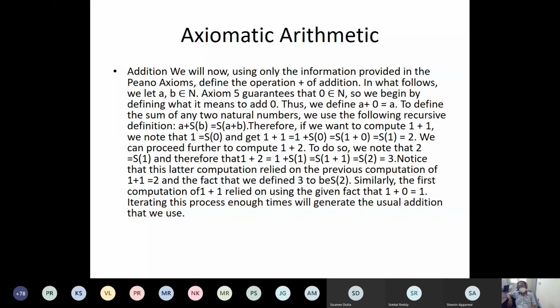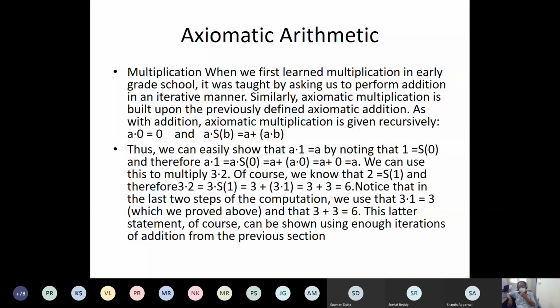We have done addition. What about multiplication? When we first learned multiplication in early grade school, it was taught by asking us to perform addition in an iterative manner. Similarly, we can define multiplication as repeated addition. The axiomatic multiplication is built upon the previously defined axiomatic addition. As with addition, axiomatic multiplication is given recursively as a dot 0 is equal to 0 and a dot Sb is equal to a plus a dot b.